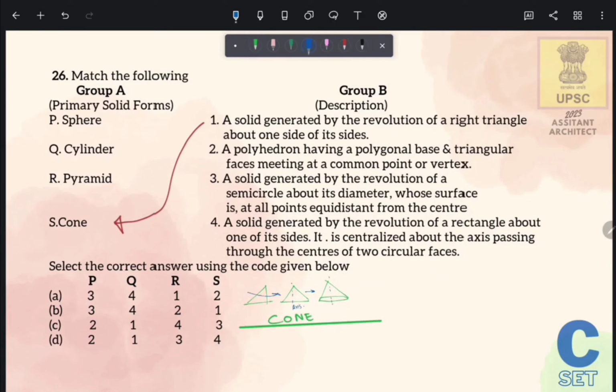Second is a polyhedron having a polygonal base and triangle faces meeting at a common point or vertex. So this is a polygonal base and it has triangular sides which are meeting at a point known as vertex. So this is our definition of pyramid.